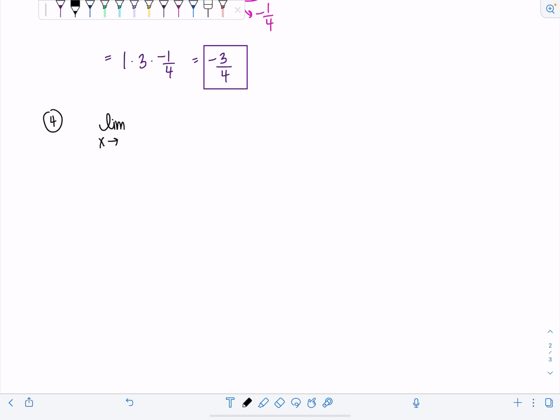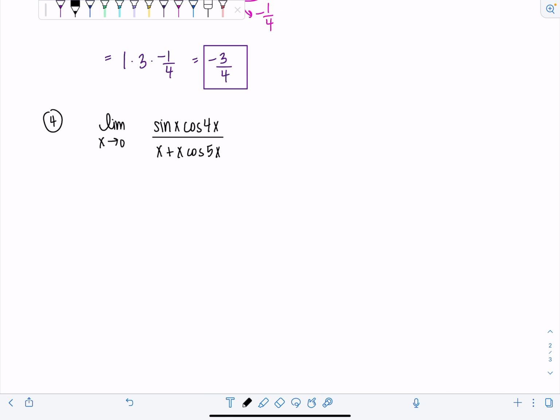Limit x approaches 0, sine of x times cosine of 4x over x plus x cosine of 5x. So pause the video, give yourself a minute, see if you can evaluate this limit, and then push play, watch me solve it.